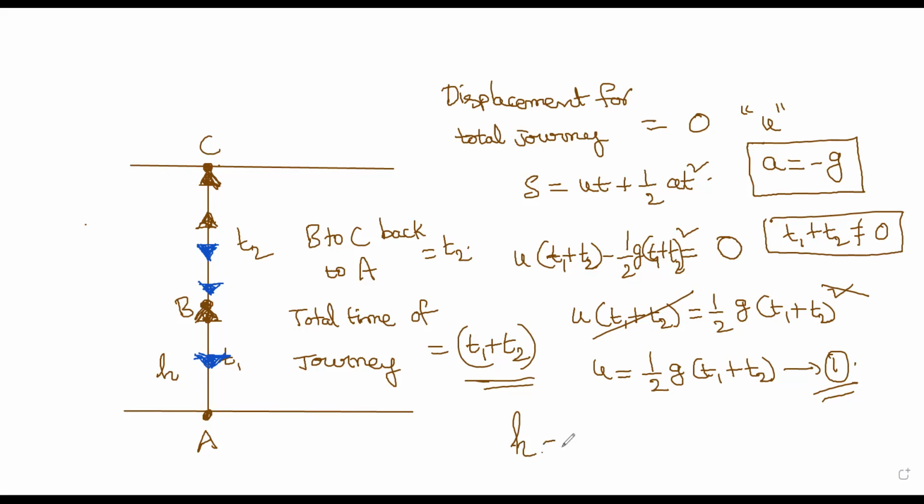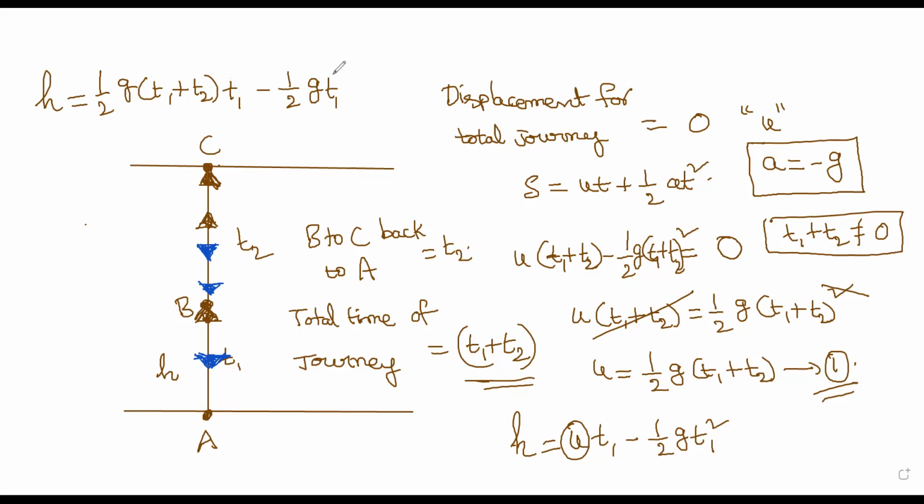If I know u, I can calculate the height straightforward. The height can be calculated by using the equation up to the point B. What is the height it has reached up to the point B? So u t1 minus half g t1 square. This is the equation we'll use. Instead of u, we'll substitute half g into t1 plus t2. So H is equal to half g t1 plus t2, multiplied by t1, minus half g t1 square.